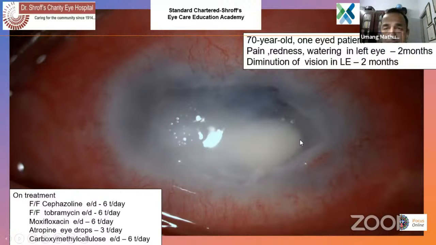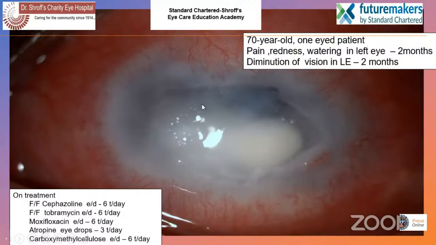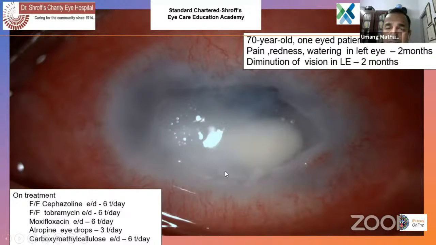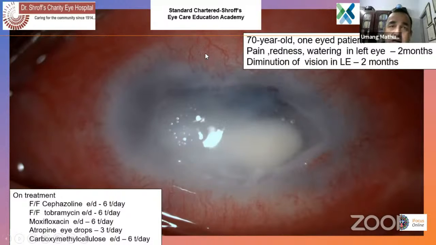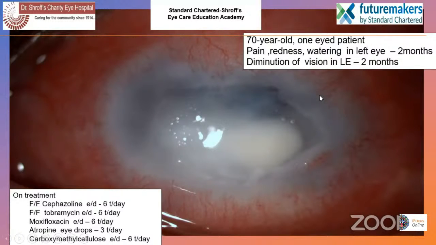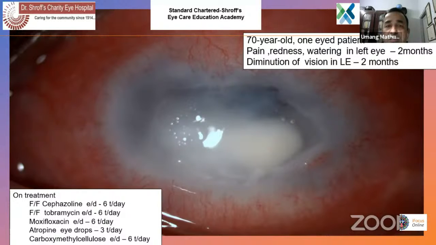What else do you see? You see an epithelial defect, right? There is infiltration over here, stromal infiltration. Yes, right? There's probably thinning here and a lot of vascularization, right? Anything else that you would like in history?